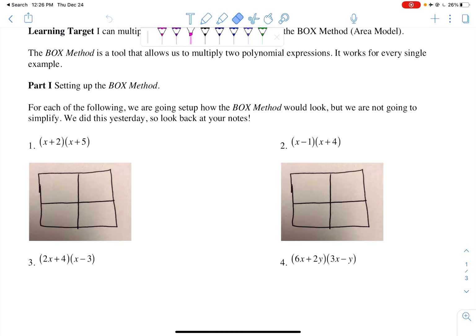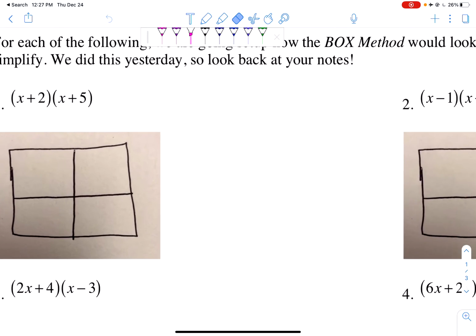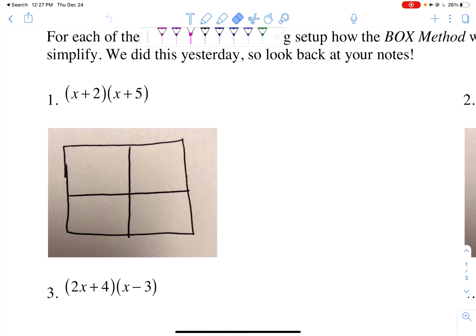For each of the following, we're going to set up how the box method would look, but we're not going to simplify. We did this yesterday when we did the area model. So please look back at your notes if you're like, I really don't know how to get these numbers in the box. So I'm going to do the first example for us, and then you're basically going to walk me through example number 2.